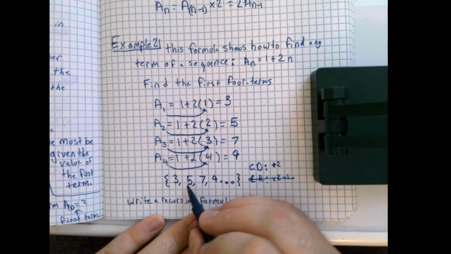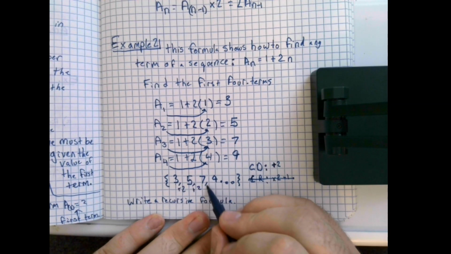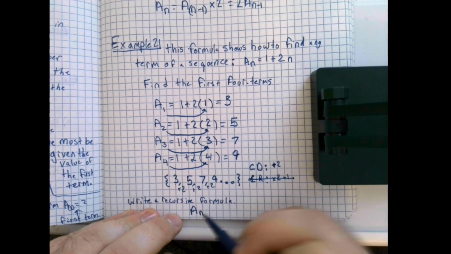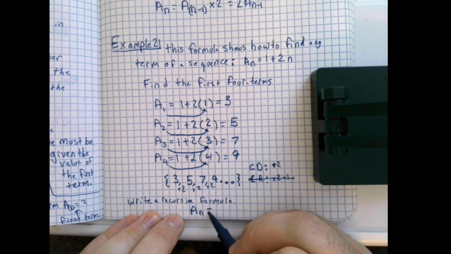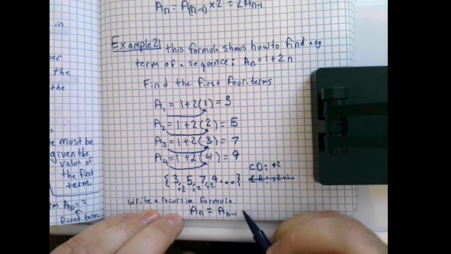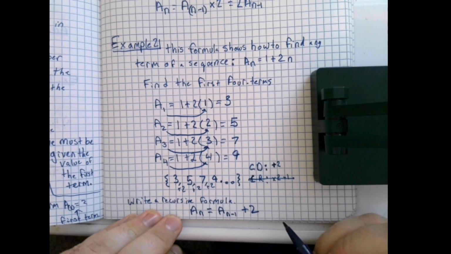So, each term is the term before it plus 2. So, we would say that any number, a sub n, will be equal to the number before it, a sub n minus 1, plus 2. And that's example 2.